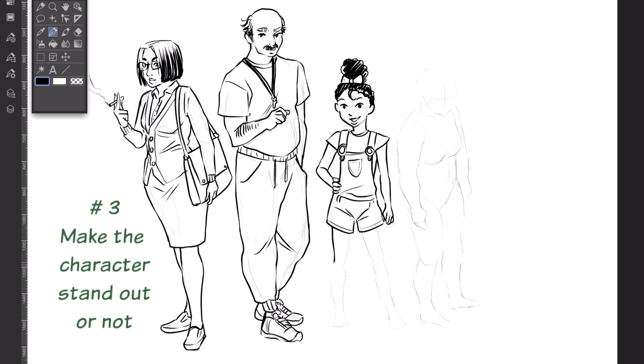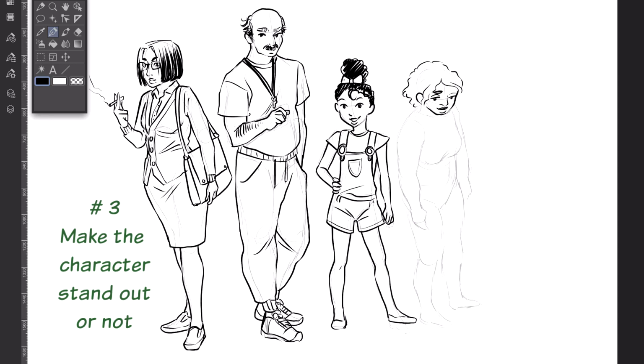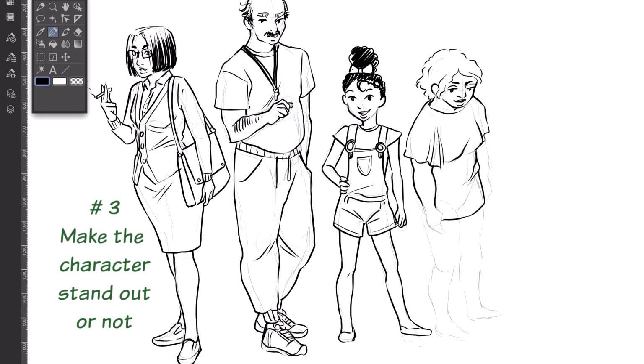My third tip is to make the character stand out or not. This depends on whether it's a main character or a supporting character. Why, you might ask? Well, it's important that the main character is interesting and is more interesting than the rest. Because if you make some of the side characters more cool or engaging, that character will be more interesting to follow, and the reader might ask, why did we have to follow this main character, which is quite boring? So make sure the main character looks cool and interesting.